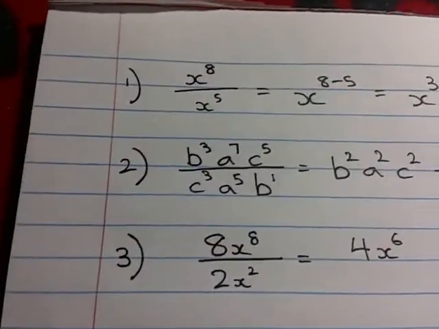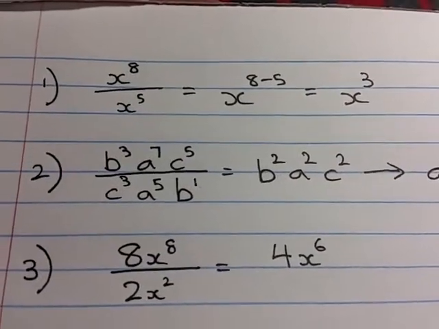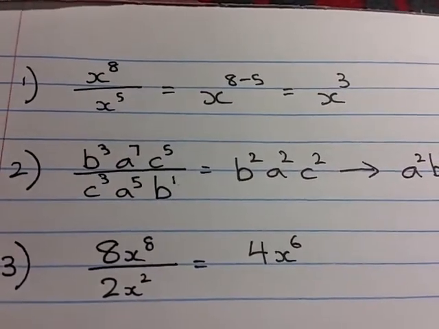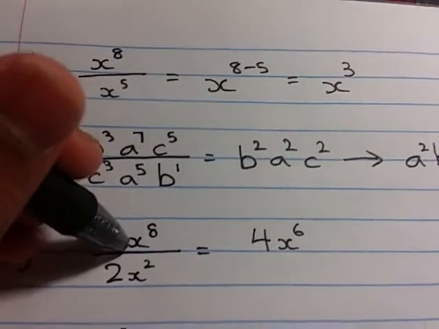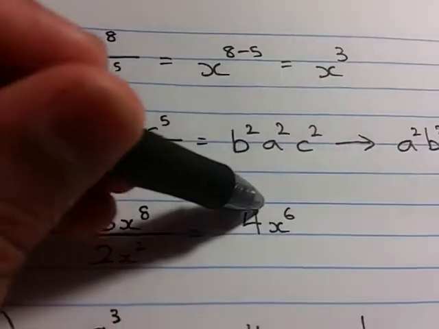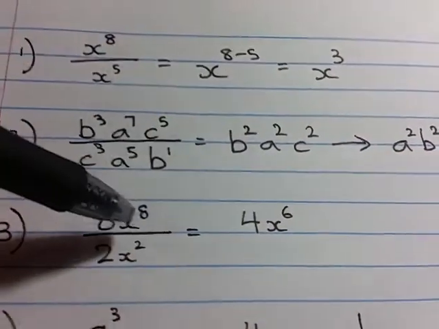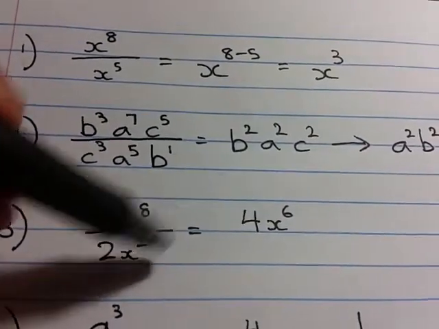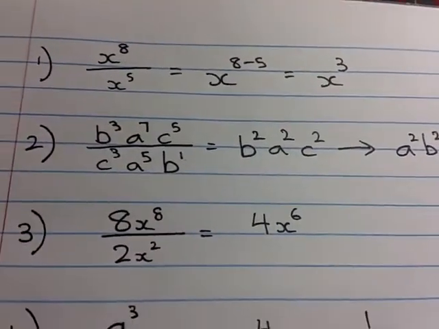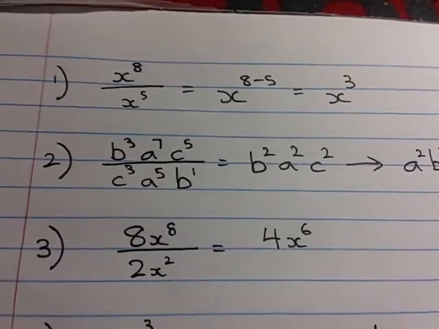Number 3, 8x to the 8 divided by 2x to the 2. Numbers operate like normal, so the 8 divided by 2 is going to give you 4. And then x to the 8 divided by x to the 2 will give you 8 minus 2, x to the 6. So 4x to the 6.